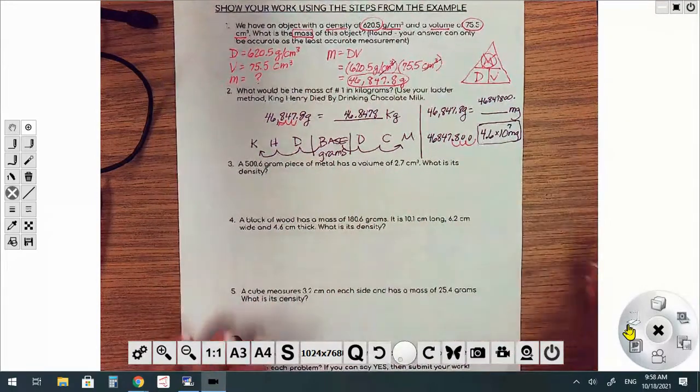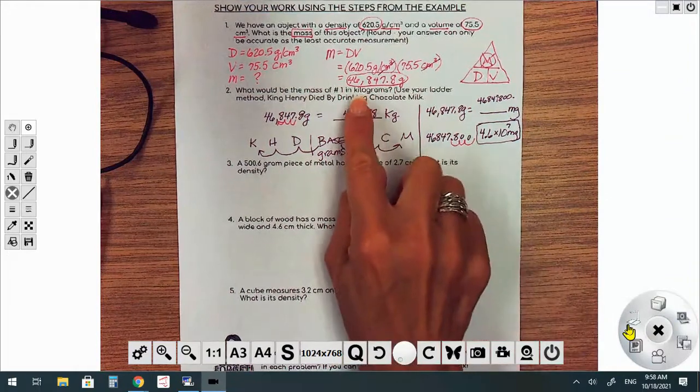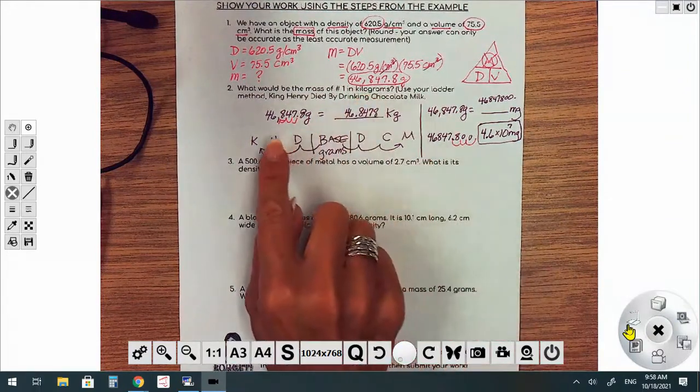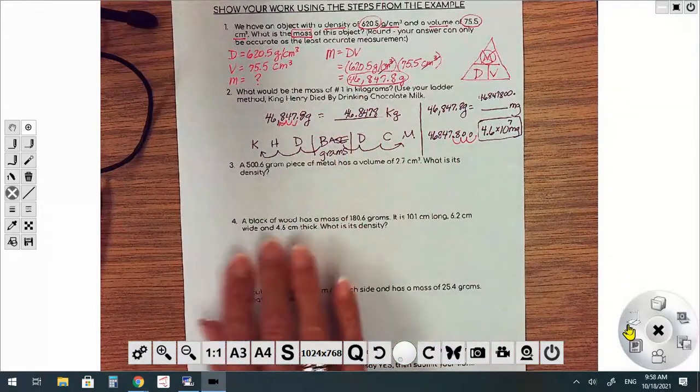Okay, so I just wanted to review scientific notation for those of you that had a different question for number 2. But depending on which question you had, just make sure you have the right answer.